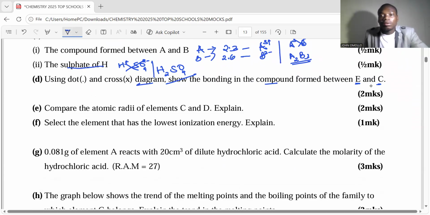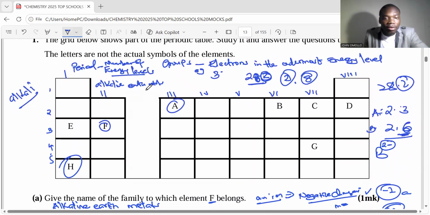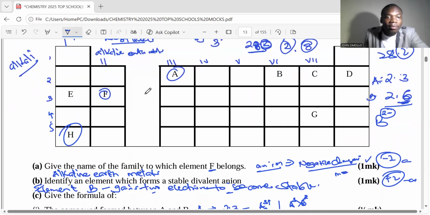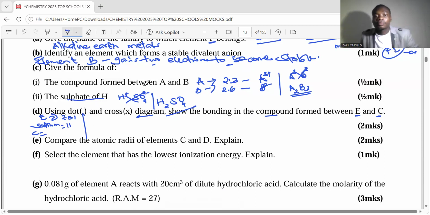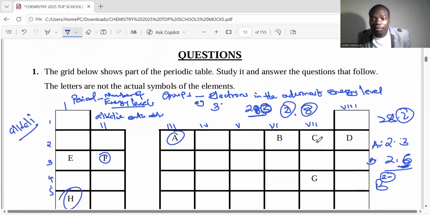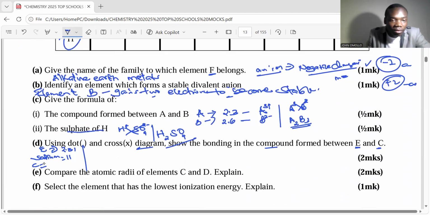Next question. Using dots and cross diagram, show the bonding in the compound formed between E and C. So let's go back to the periodic table. E belongs to group 1, period 3, with electron configuration 2, 8, 1. So which particular element is this? Sodium, with 11 electrons. And then C, back to the periodic table, belongs to group 7, period 2. So C has 2, 7. Which element is that? Fluorine.